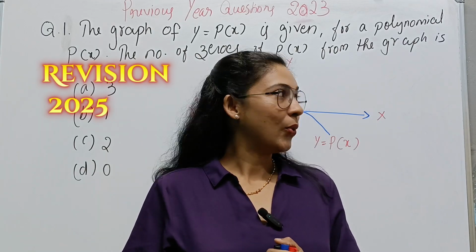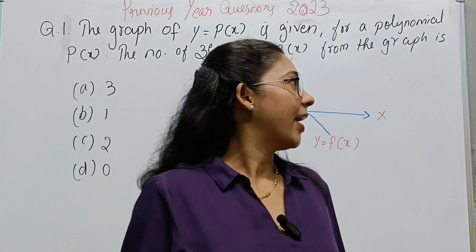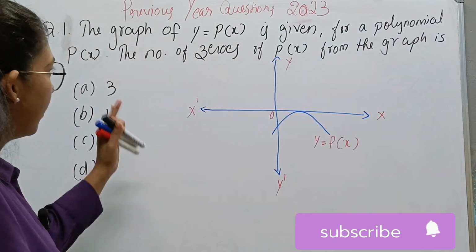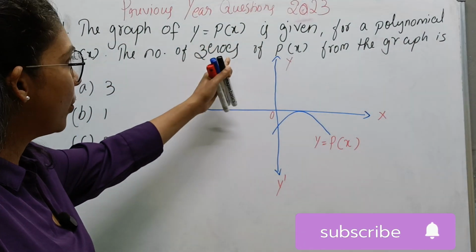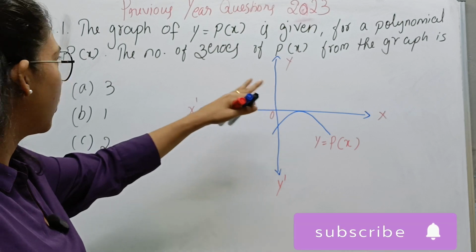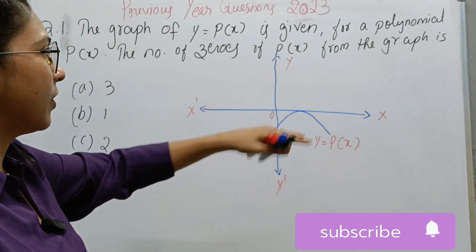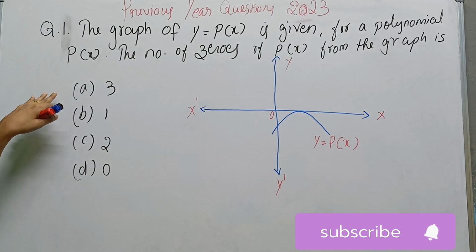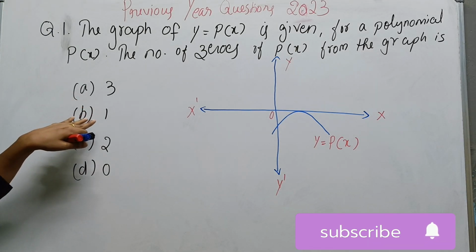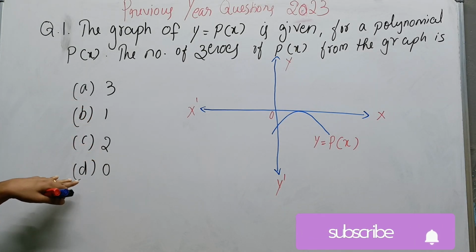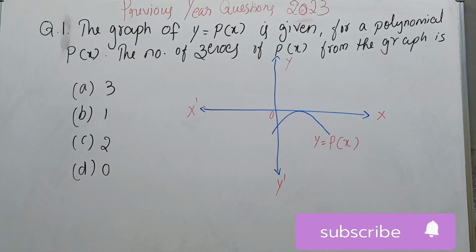Okay, so let's start today's session. And the first question is, the graph of y is equal to p of x is given. For a polynomial p of x, the number of zeros of p of x from the graph is option A 3, option B 1, option C 2 and finally option D is 0.